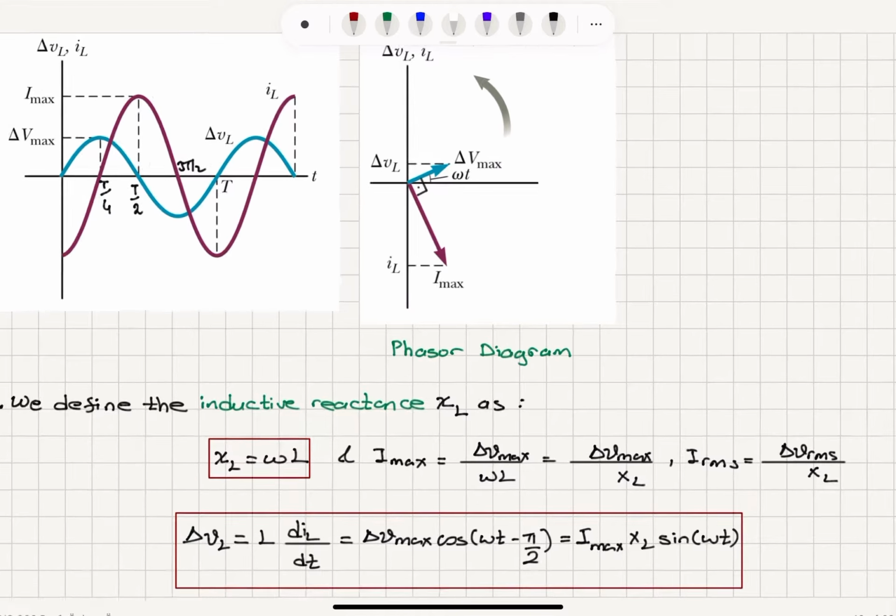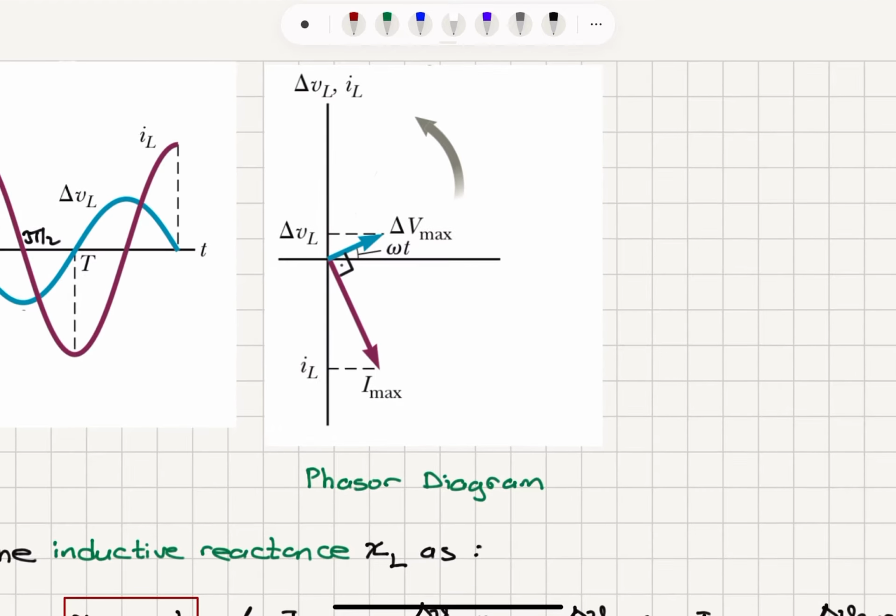If we plot the phasor diagram for the voltage across the inductor and current through the inductor, the voltage phasor is a vector that has magnitude delta V max, and it's making an angle omega t in the counterclockwise direction with respect to the x-axis, so that delta VL is delta V max sine omega t. This is the voltage.